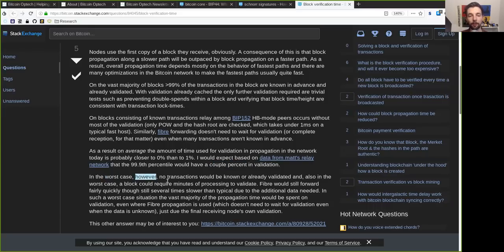In the worst case, however, no transactions would be known or already validated. And also, in the worst case, a block could require minutes of processing to validate. FIBRE would still forward fairly quickly, though still several times slower than typically due to the additional data needed. In such a worst-case situation, the vast majority of the propagation time would be spent on validation, even where FIBRE propagation is used, which does not need to wait for validation even when the data is unknown. Just do the final receiving node's own validation. The other answer may be of interest to you.